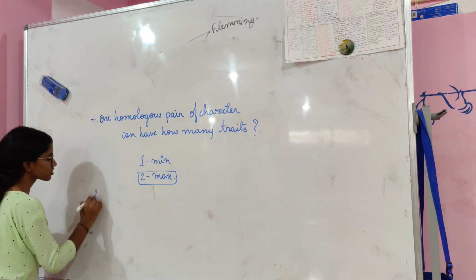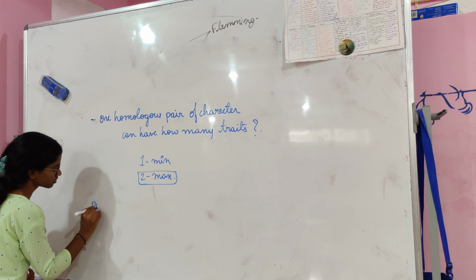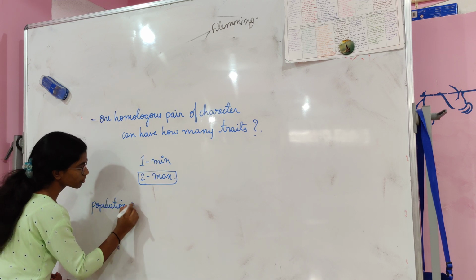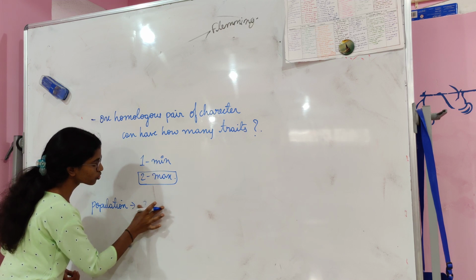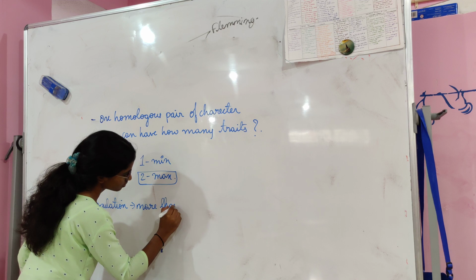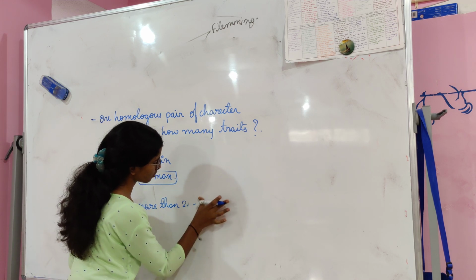There will only be one exception, that is population. Skin color, we reckon it as population. Okay. So that is population. Population is the exception, which can have more than 2 traits or 2 characters.